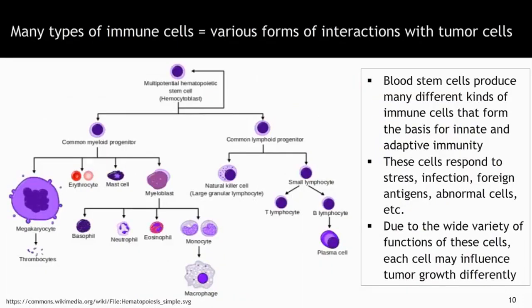Different immune cells will have different effects on tumor progression. This diagram shows most of the types of immune cells that can be made from a blood stem cell. A variety of cells are needed to provide organisms with different types of responses to antigens present on bacteria, viruses, etc. And some immune cells are made simply to put the brakes on other immune cells. So due to the wide array of functions, immune cells can play a variety of roles in cancer.